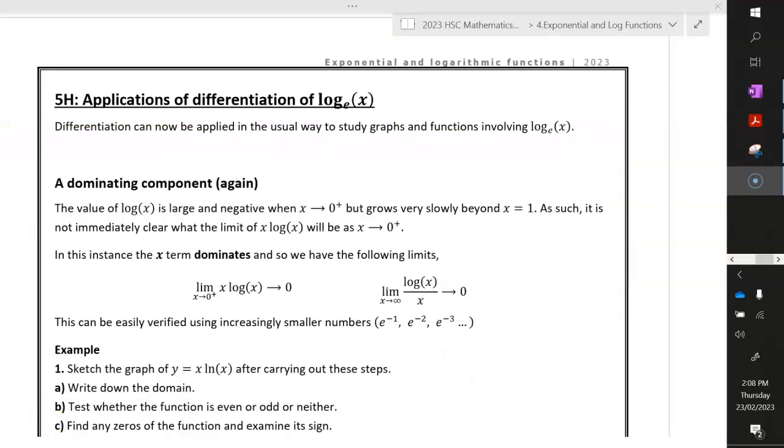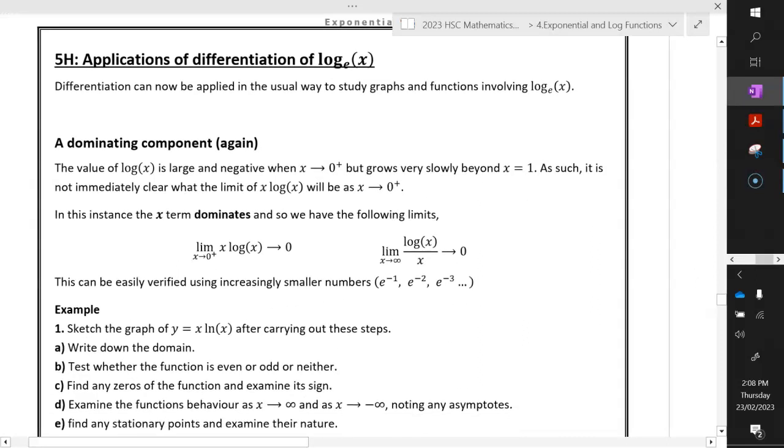Okay, I've just moved back over into our notes. So if you pull out our notes for this topic and look at 5H, applications of the differentiation of log, you will find these in the notes. I just want to talk about the curve a little bit first, and we're talking a little about the dominating component. But before we can talk about that, I think we need to draw a picture of what log e of x looks like.